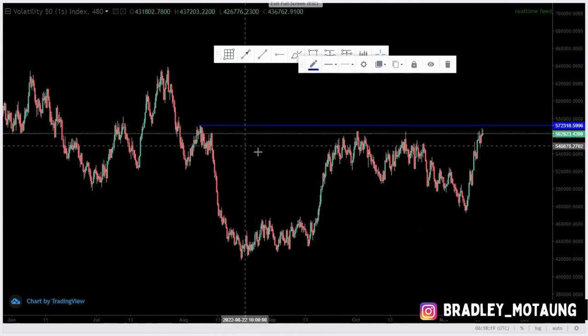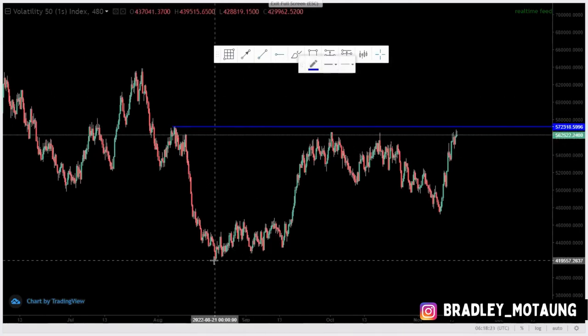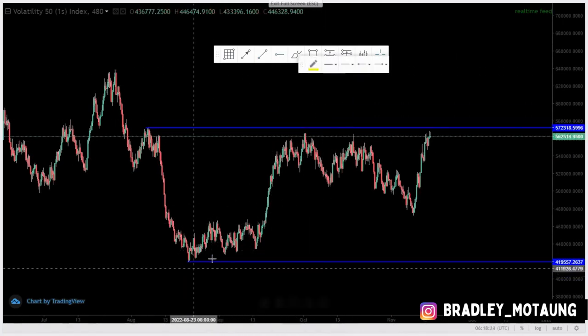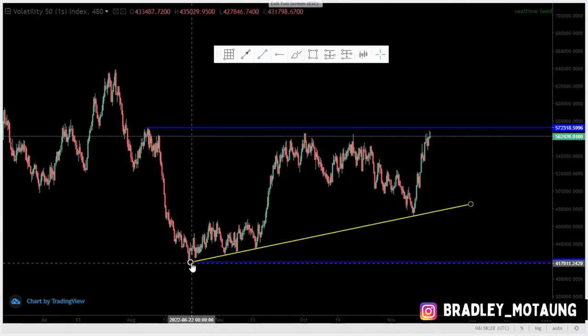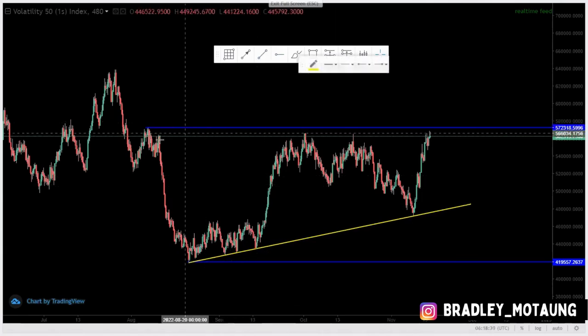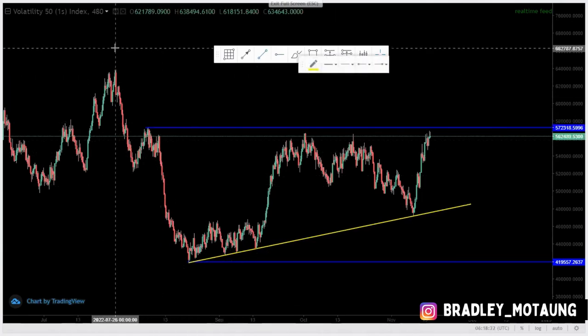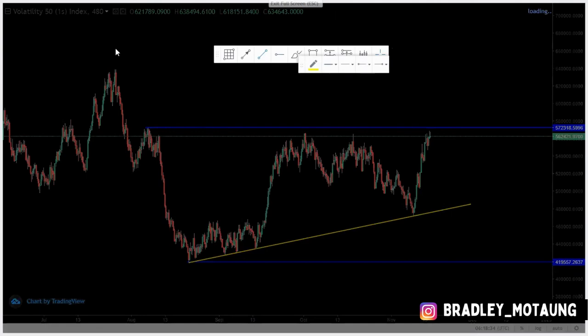And then we have this as our high value area, and this is our lowest low. And then this is the price action that we are working with currently. And then we have this trend line here, and then we have another trend line. Let me switch to the 4-hour.